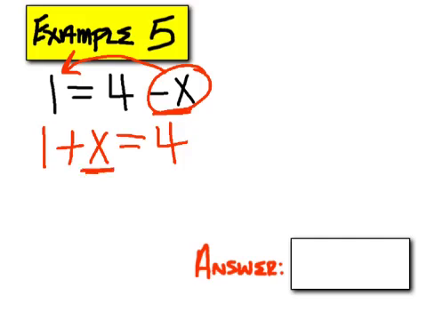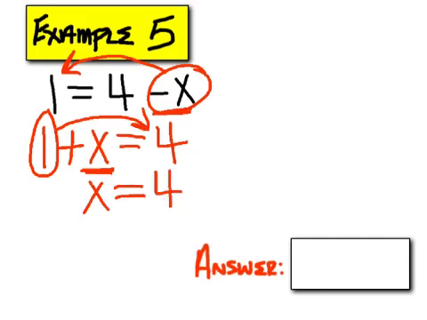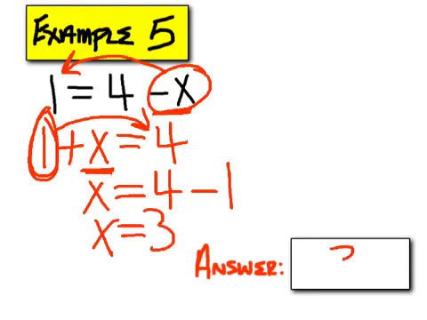Next, we want our positive x by itself. That means we're going to have to take our 1 and move it to the right side. On the left side, we just have x, and on the right side, we'll have 4. When we move our 1 to the right side, it's going to make it a negative 1. So our x is going to be equal to 3.